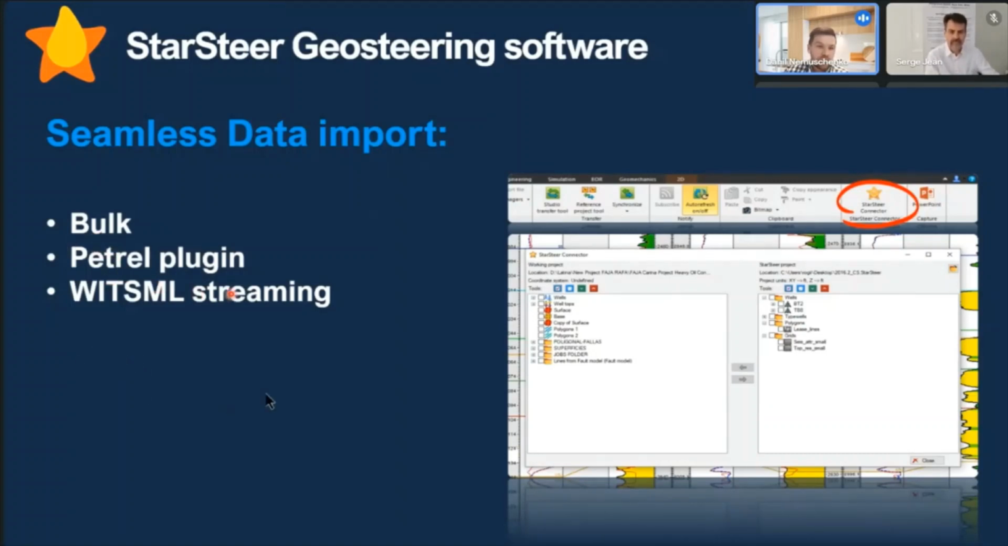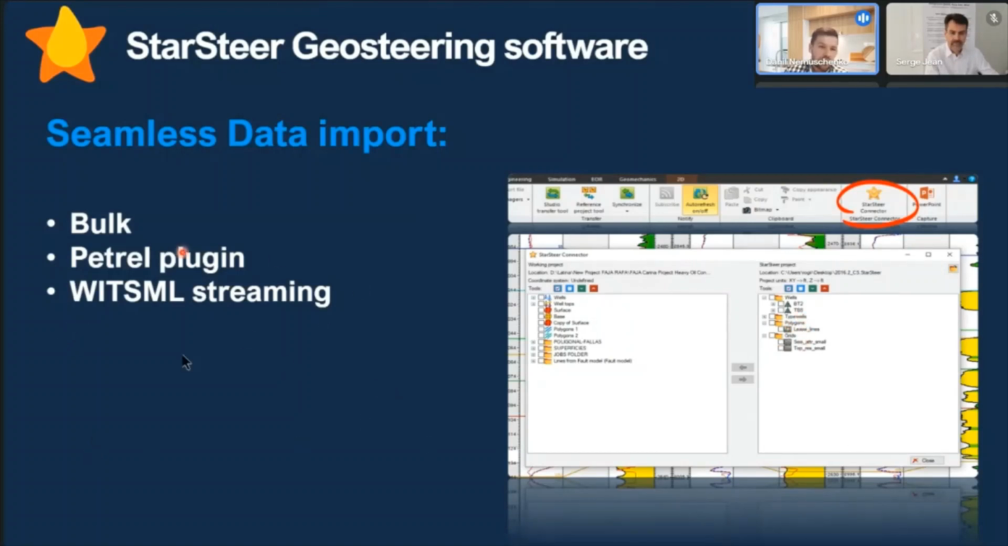And we have PTRL plugin. If you are using PTRL for 01 modeling, you can use PTRL plugin to transfer data to StarSteer directly. So you just need to choose what you want to send to StarSteer and push the button, and immediately in StarSteer you will see this data.